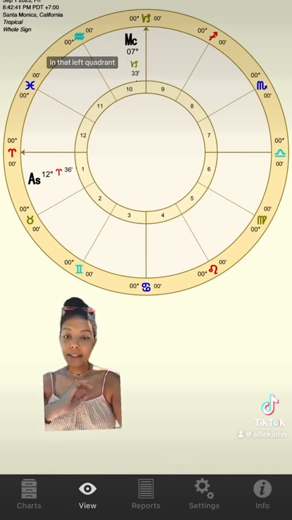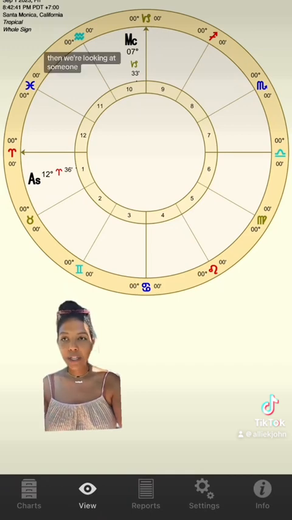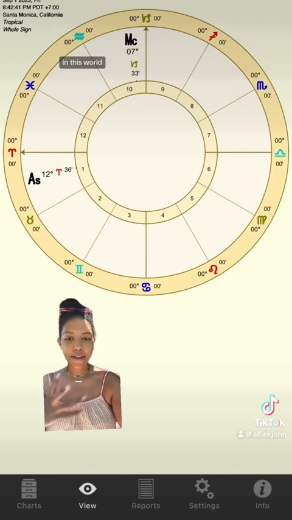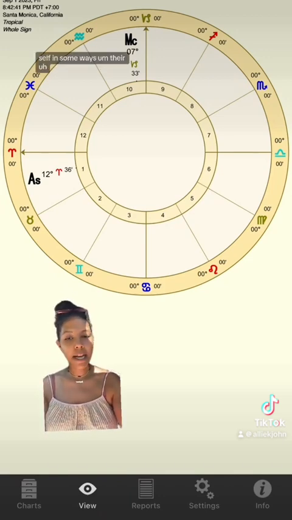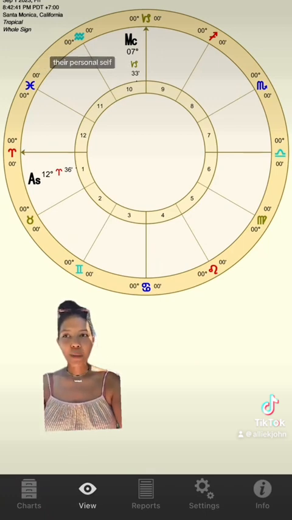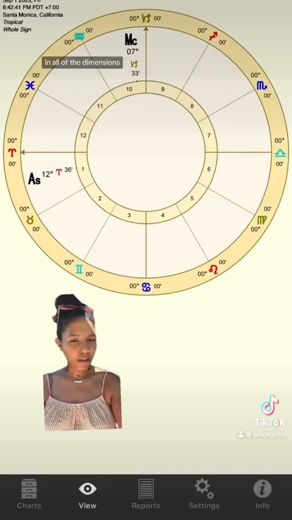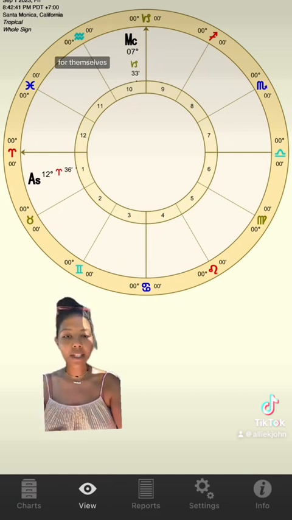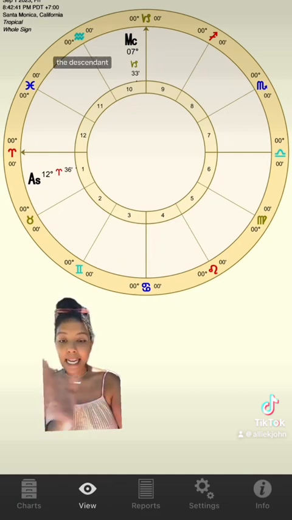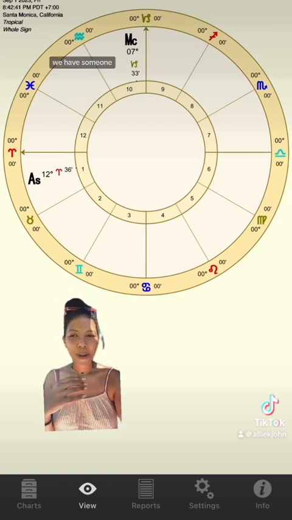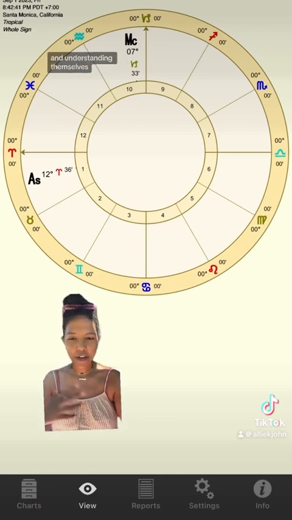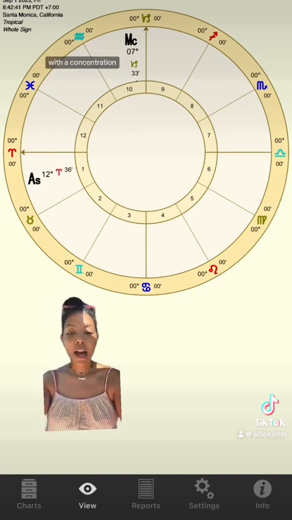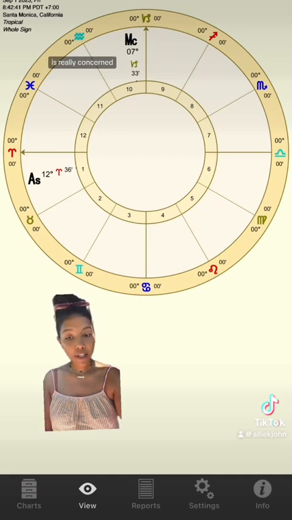If they're hanging out in that left quadrant by the ascendant, then we're looking at someone who's doing a lot of internal work on who they are and really understanding their self in this world. They're kind of out of context self in some ways, their personal self in all of the dimensions that can be. If someone has a lot of planets at the bottom of the chart, we know they're thinking a lot about security and foundations for themselves. If they have a lot of planets by the descendant in the right part of the chart, we have someone who's very concerned with one-on-one relationships and understanding themselves in interpersonal dynamics. And somebody with a concentration of planets and energy at the top of the chart is really concerned with what their external life is going to look like and what they're adding to the world.